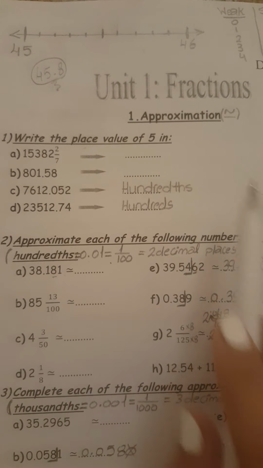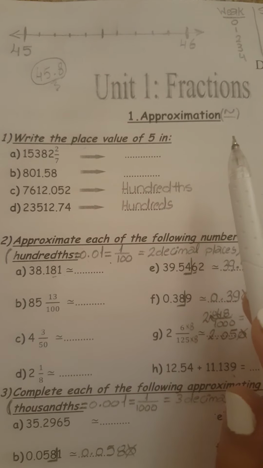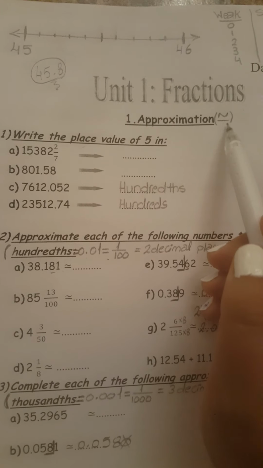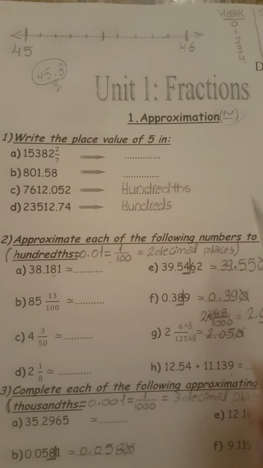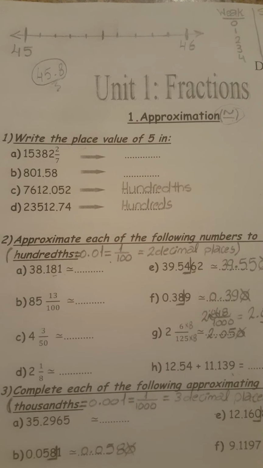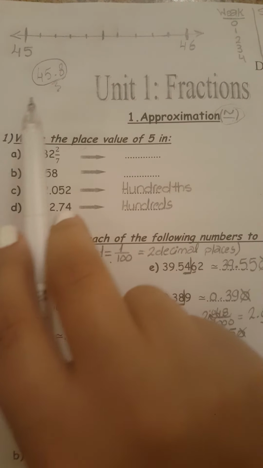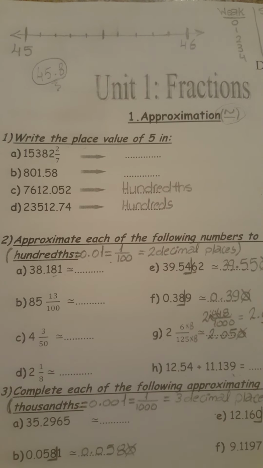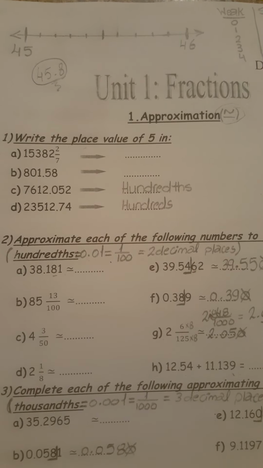What is the meaning of approximation? Approximation is like rounding or closest number. This is the sign for the approximation, okay? What is the meaning of it? Approximation means I want to make the number easy to say, which means instead of saying I bought a t-shirt for 45.8, I want to round the number to say I bought it for 45 or 46.